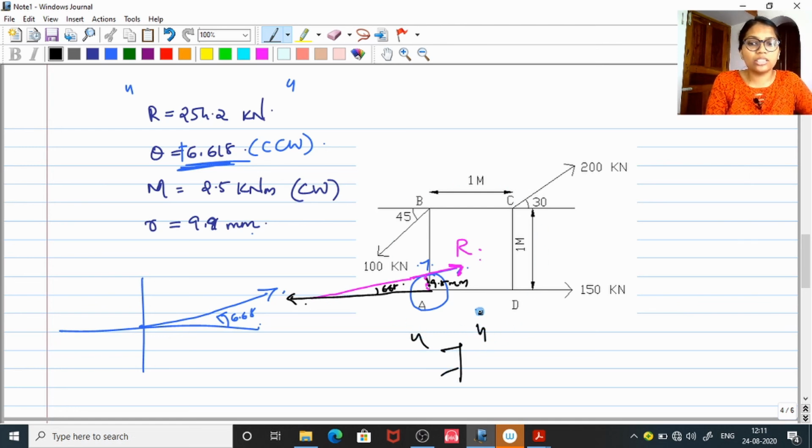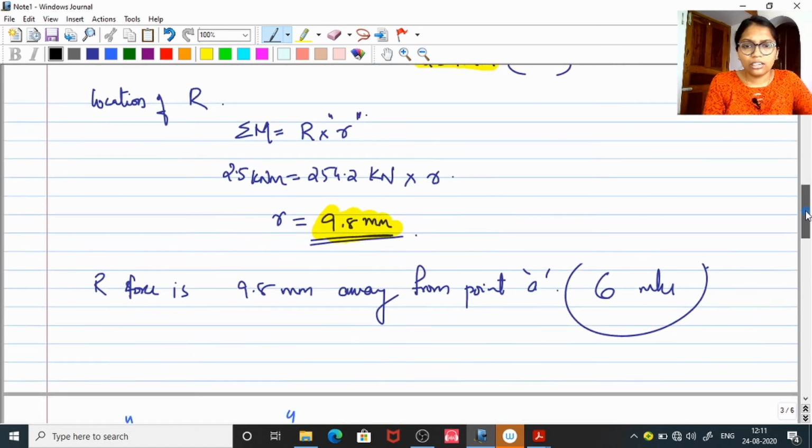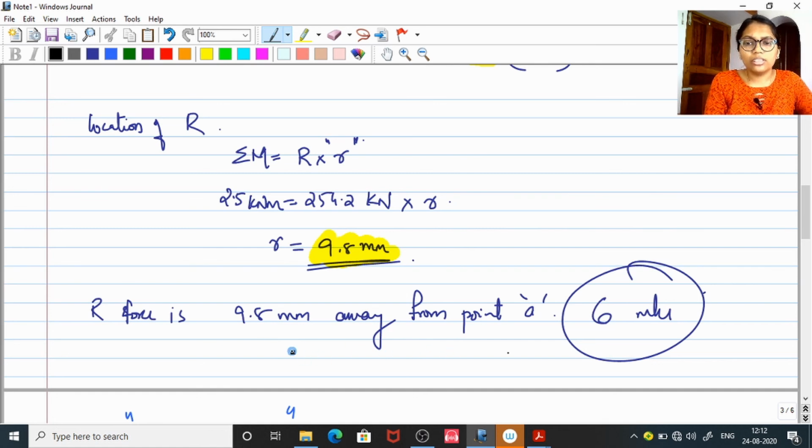Actually this portion is somewhat lengthier. You have to consider your time also. So please skip this part and you can stop your answer once you get your R value, and you can conclude till here. Okay, the resultant force is 9.8 millimeter away from point A.